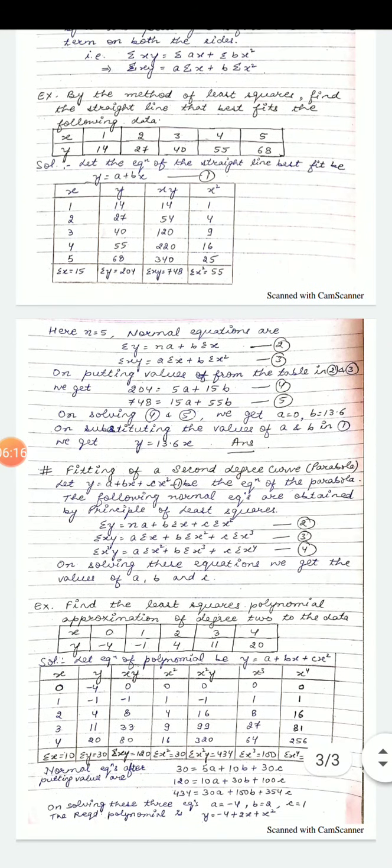Now the number of entries of x is 5, so n is equal to 5. Normal equations as we have derived above, we substitute the values in these equations. So we have 204 equals 5a plus 15b, 748 equals 15a plus 55b. On solving 4 and 5, we get a equals 0, b equals 13.6. We have to solve equation number 4 and equation number 5 simultaneously.